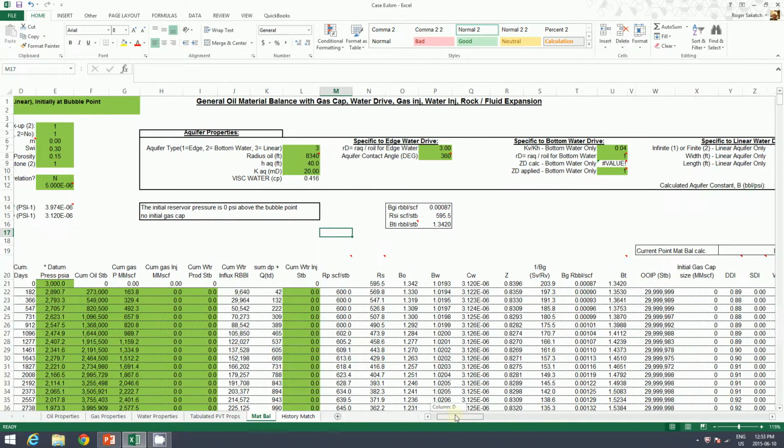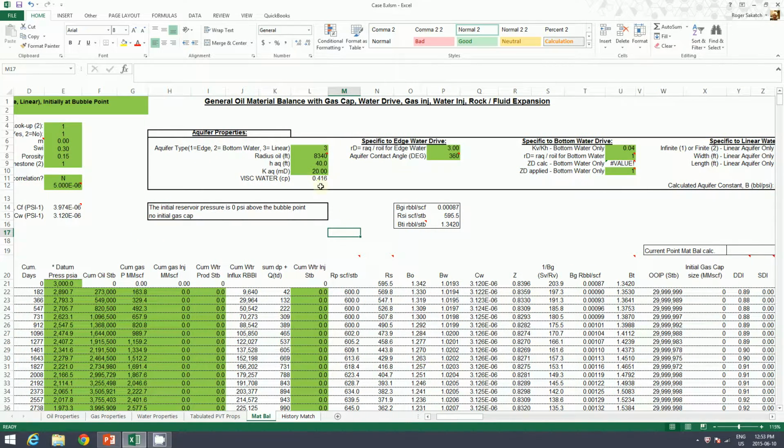Now, as I was saying earlier, we're going to be modeling a linear aquifer, which is different than our previous example where we had an edgewater drive. So in this case I've typed in 3 in this particular cell, which is to indicate that we have that linear aquifer situation. This reservoir has an estimated radius, if we were to consider it to be a circle, of about 8340 feet. And the aquifer thickness is 40 feet, and the estimated aquifer permeability is around 20 millidarcies.